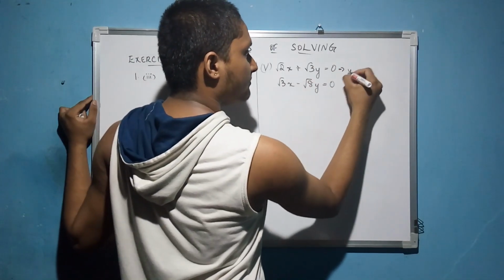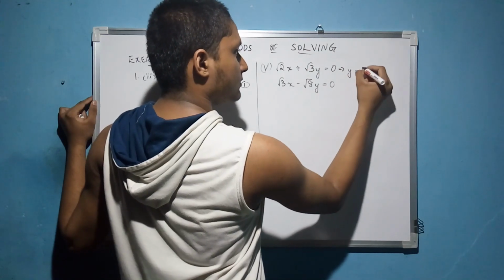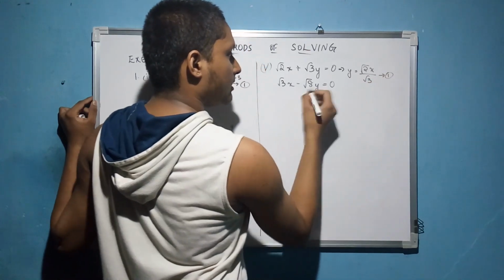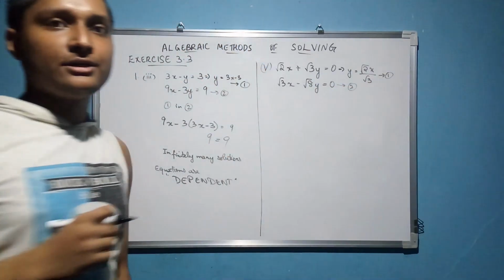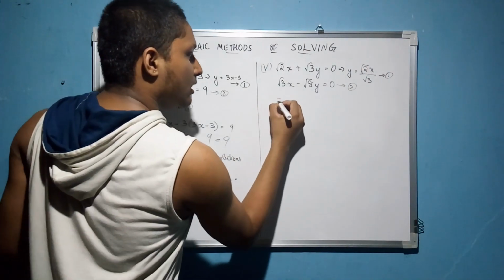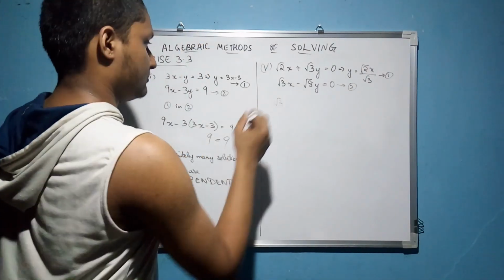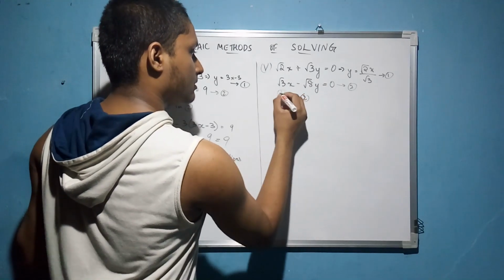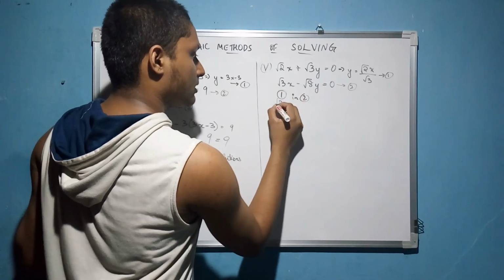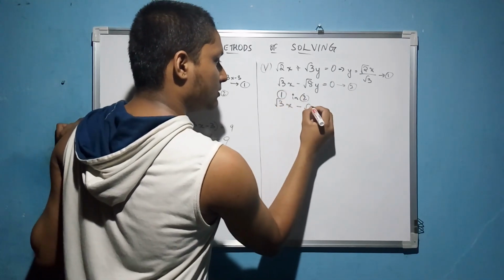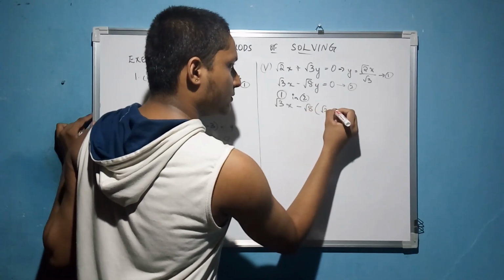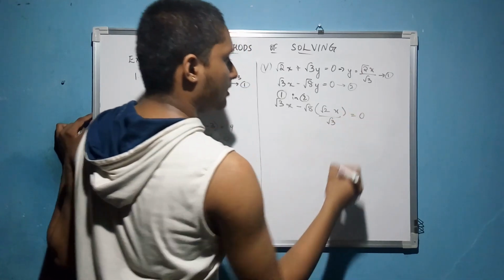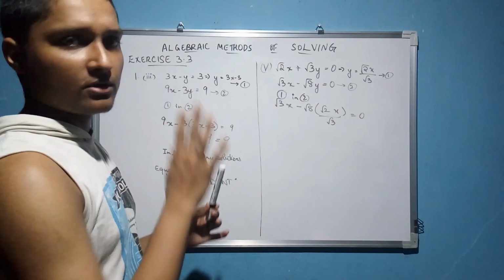So now we will get y is equal to root 2x divided by root 3 from the first one. Okay, this is the second one, I need to substitute here. It is 1 in 2. So this becomes root 3x minus root 8 into root 2x divided by root 3 is equal to 0.